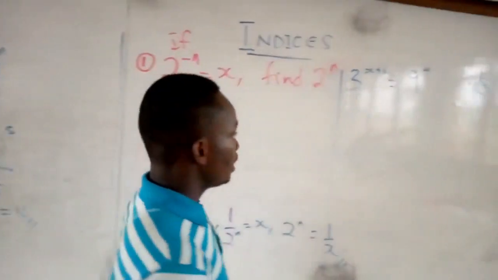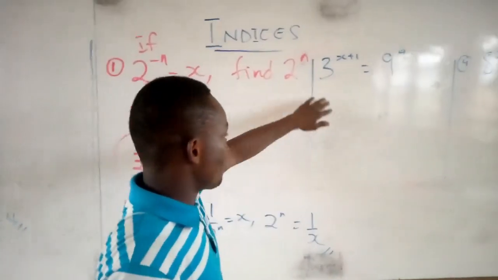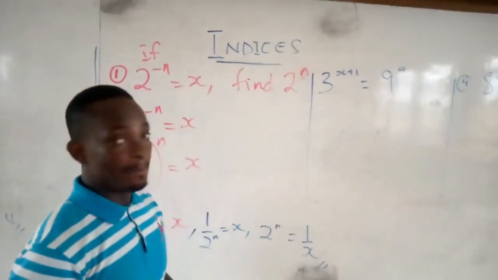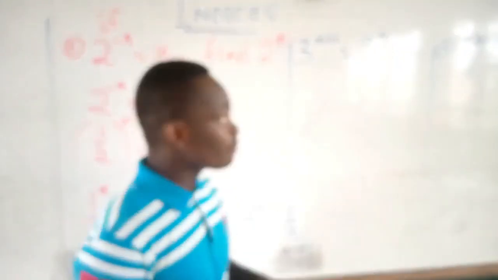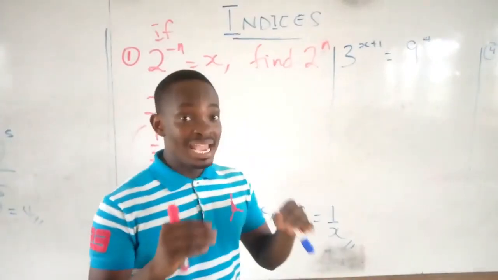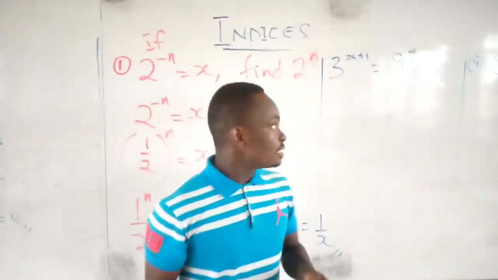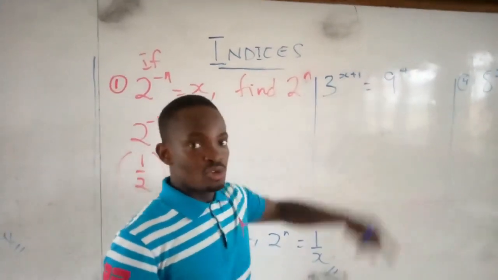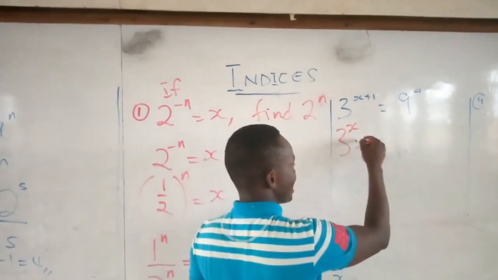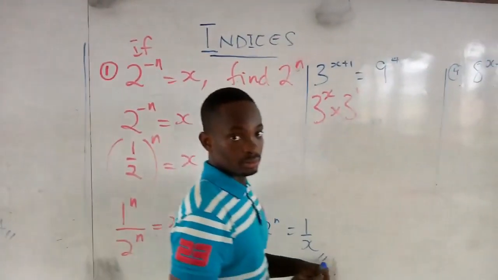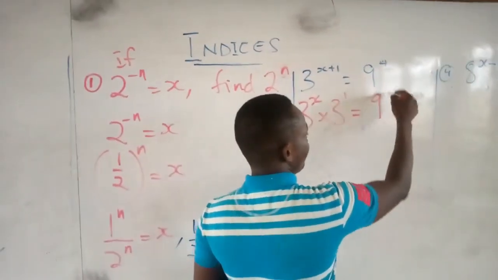Great, let's move on. Now here, we are moving on to a little higher indices in equations. So we have 3 power x plus 1 equals 9 to the power 4. Now, in our indices, if you remember, we said that if the bases are the same and they are multiplying, add the indices. This time around, they have added the indices for us already. You have to expand it. So we get 3 power x times 3 power 1. That's our first rule, if you remember. Now we have 9 to the power 4.